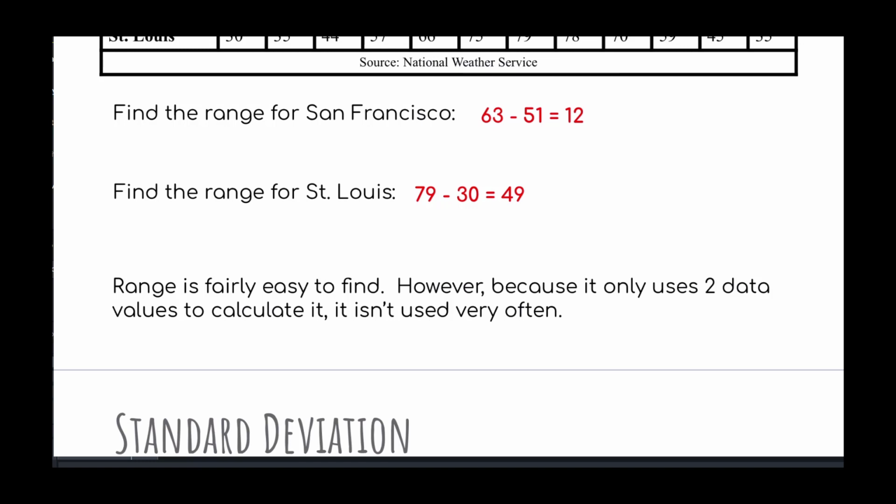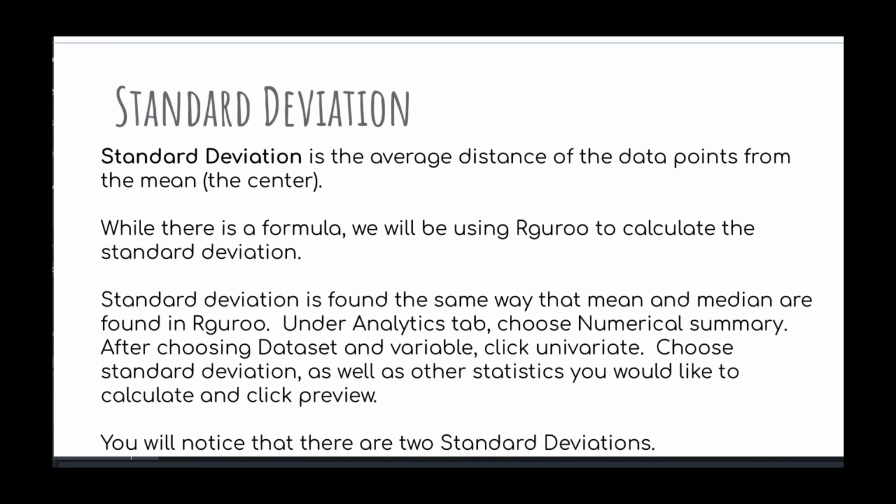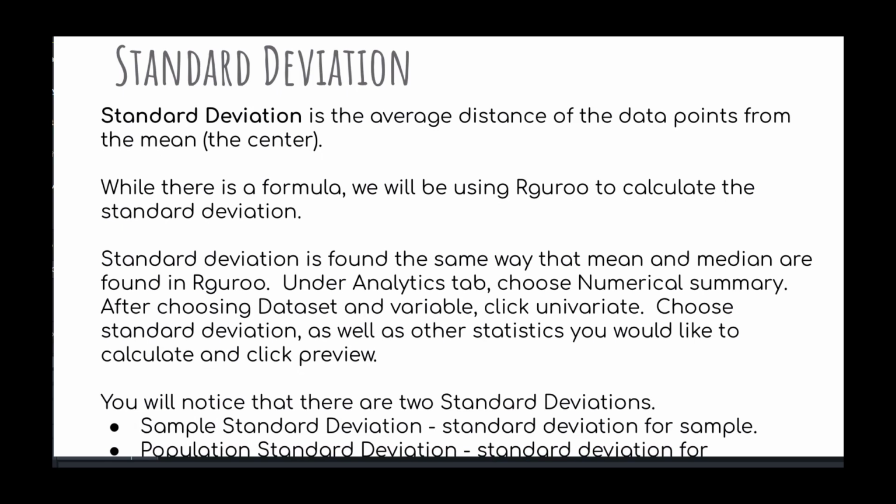Now, range is fairly easy to find, but because it only uses 2 data values in the data set, and usually there's so many more, we don't use it very often in practice. So what kind of spread do we use? We like to use standard deviation.